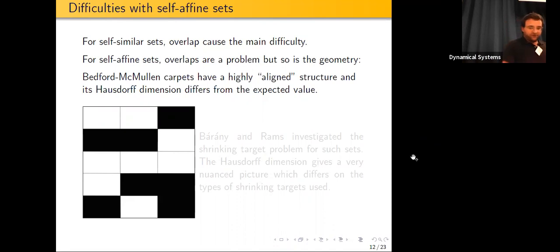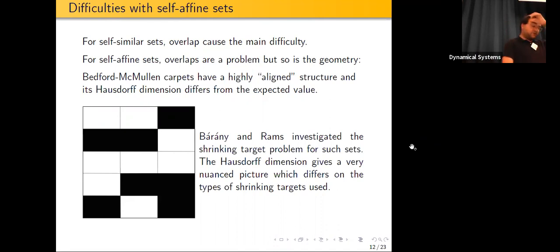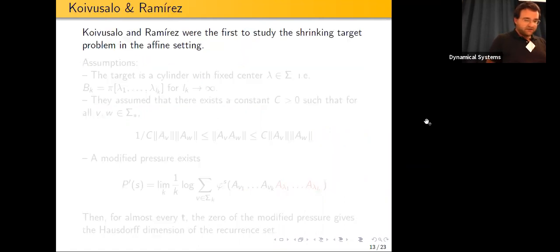So for the shrinking target problem, Balázs Bárány and Michael Rams investigate the problem just taking these mountain carpets and looking at either cylindrical targets, which are the dynamical way of looking at them, or geometric balls as targets, and see what happens. And this is quite an intricate picture, and I'm not going to summarize the result. It highly depends on the structure. How much do you skew it? And you get several different formulas. So it's quite complex.